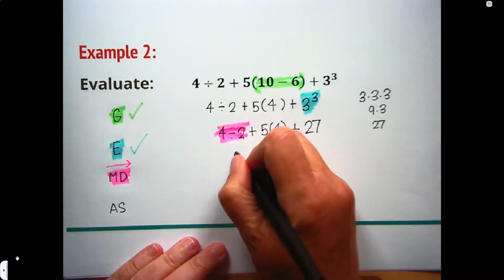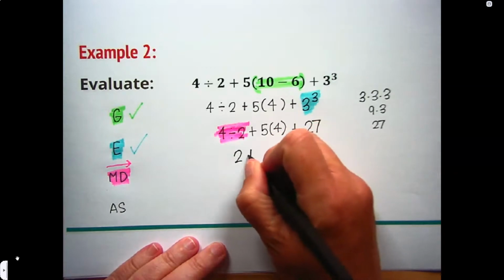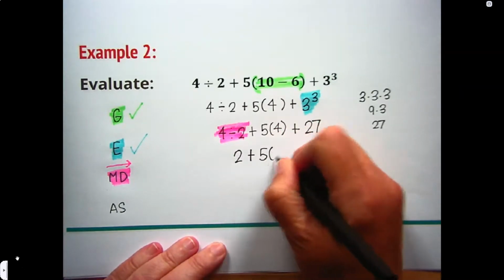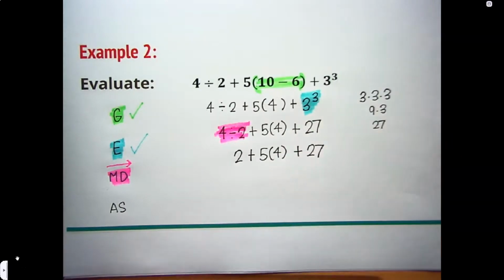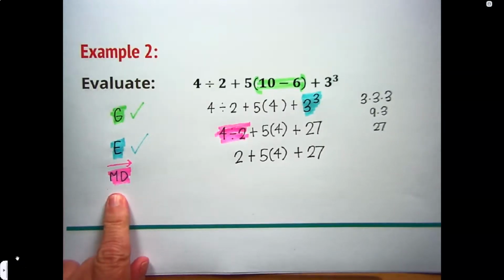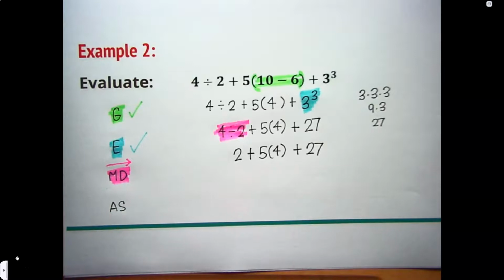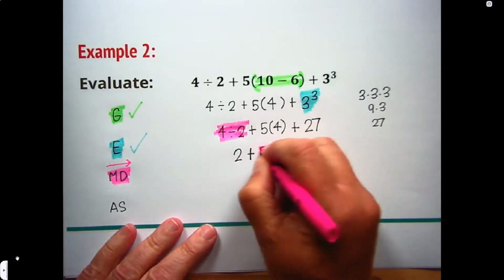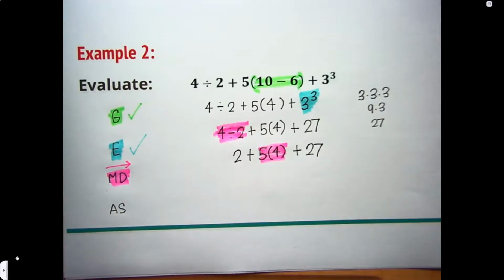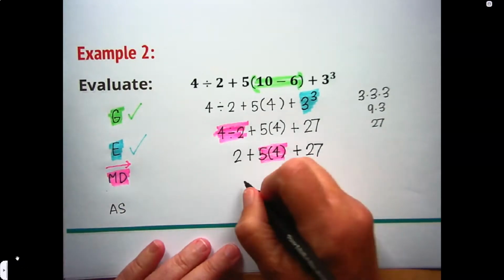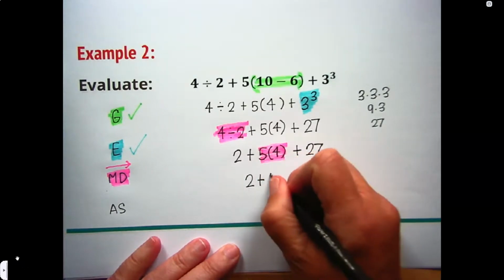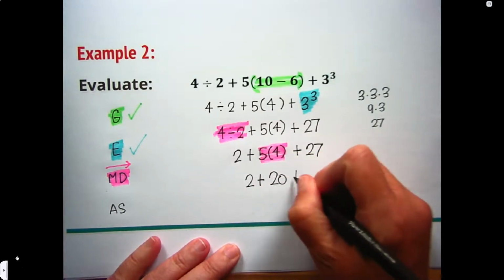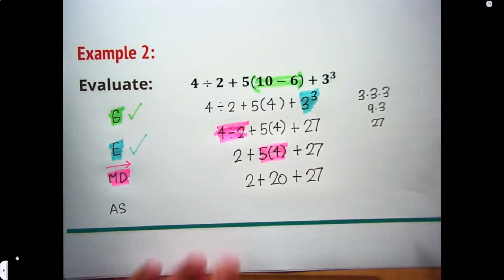All right, you know that 4 divided by 2 is 2, and now the rest of this is just going to move down, so we have plus 5 times 4 plus 27. So there's my new problem. All right, still on multiplying and dividing. Still have multiplying to do, so I'm going to stay here and get that done. So 5 times 4 is going to go next. So starting from the beginning, 2 plus 5 times 4 is 20, and then plus 27.